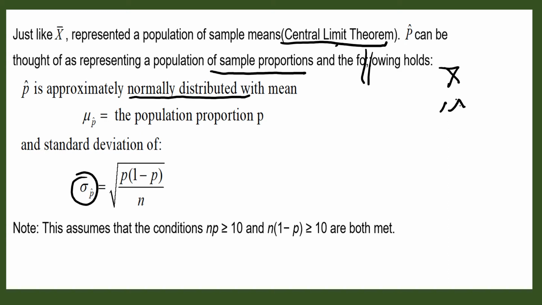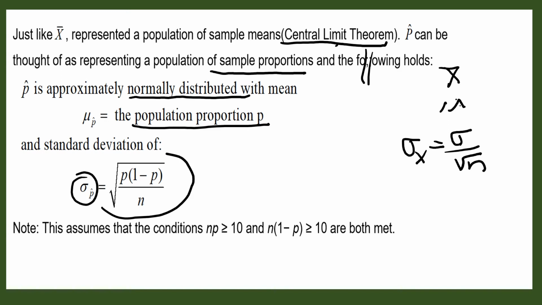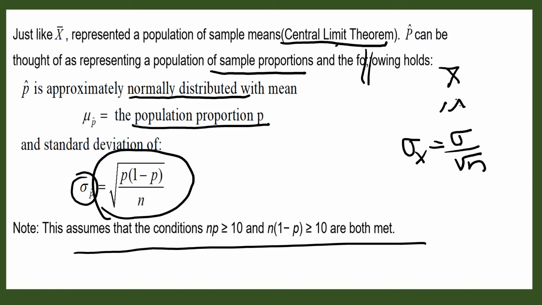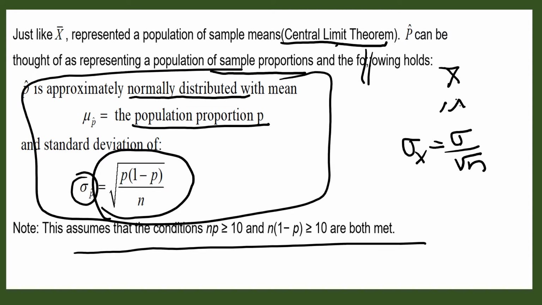Remember, for X bar, sigma of X bar was equal to what? Sigma divided by the square root of N. So if we're working with the proportion, we're working with the population proportion for the mean, and we are representing the standard deviation of the sample proportion with the square root of P times 1 minus P over N. There are conditions that have to be met, but we're going to be focused on this piece here right now. That is sample proportion, normally distributed, what the mean is and what the standard deviation is, because this gets us to the table.